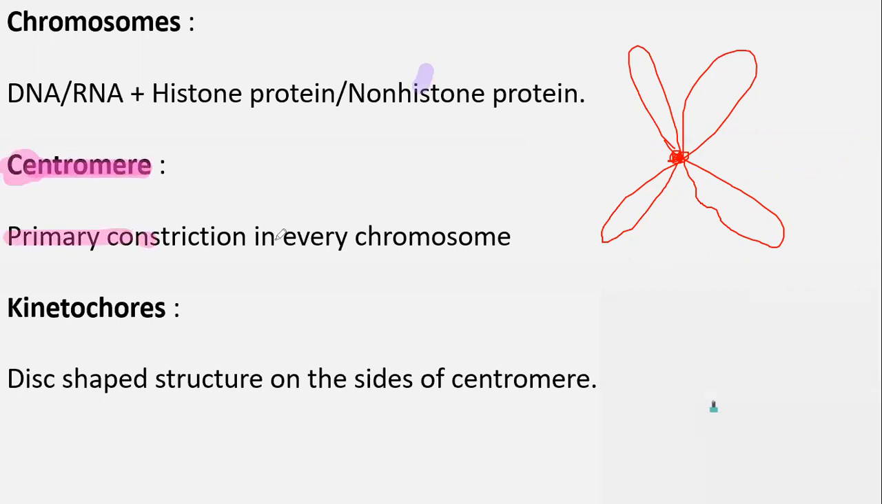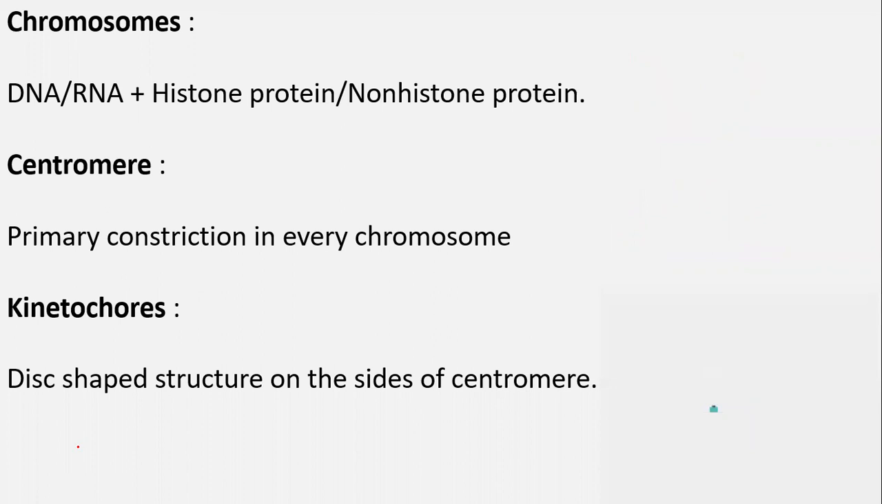The primary constriction in every chromosome. Kinetochore is a disc-shaped structure on the side of the chromosome, which is very, very important. Okay, everybody, is it clear? So I think we are moving.